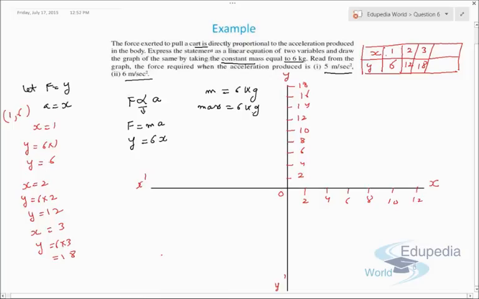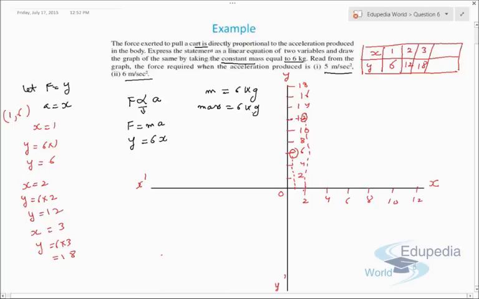The first value is x as 1 and y as 6. So 1 will come between 0 and 2, and y as 6. So this can be the point. Second value is x as 2 and y as 12. So x as 2 and y as 12. So we can draw a line like this. So this is the point.